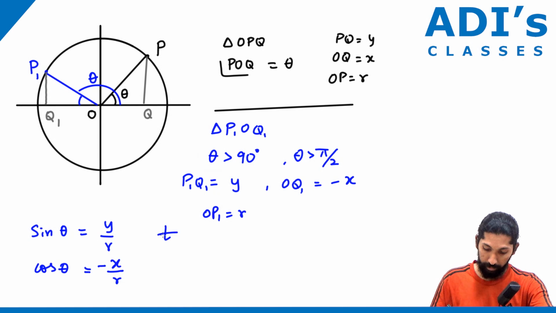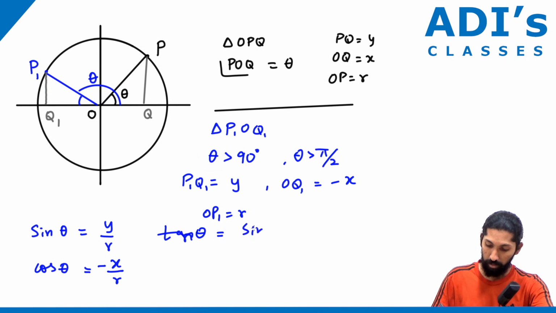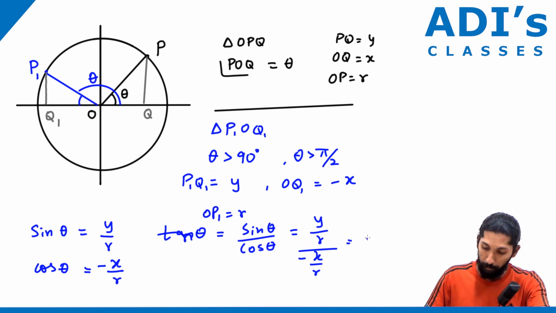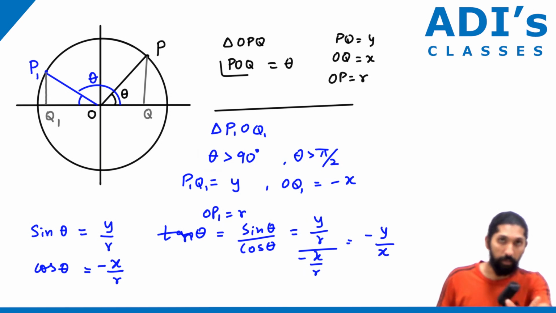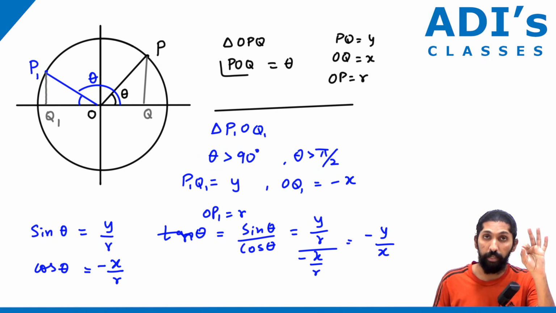Now tan theta is what? Sin theta by cos theta. This is going to become Y by R divided by X by R with a negative sign. So what do we get? Minus Y by X. So in the second quadrant, sin is positive, tan is negative, cos is negative. That means their reciprocals will also have the same sign, isn't it?